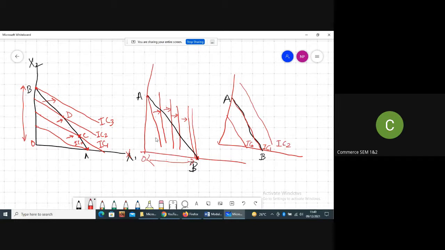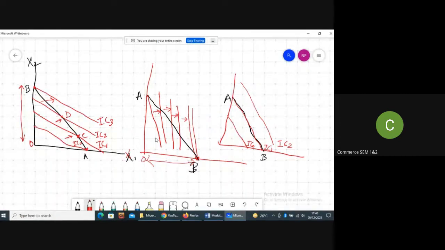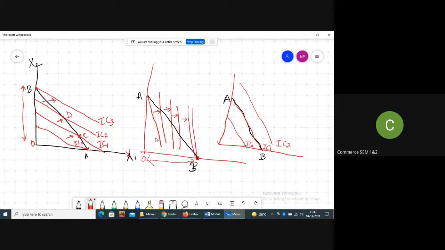So where will the consumer purchase? IC2 is not feasible because IC2 lies beyond your budget line AB. So any point on IC2 is just not feasible. You cannot afford to buy any point on IC2. So this is IC1. If you spend something on IC0, you are lying below the budget line, so some amount of money you are left with.